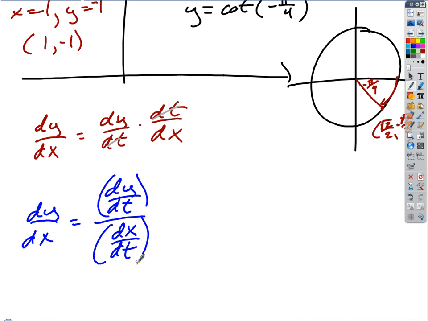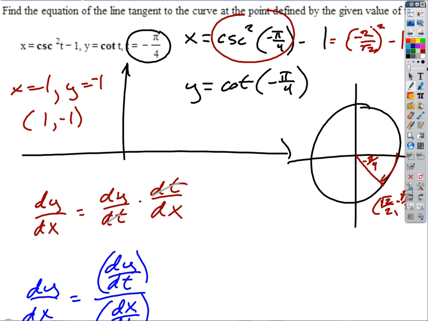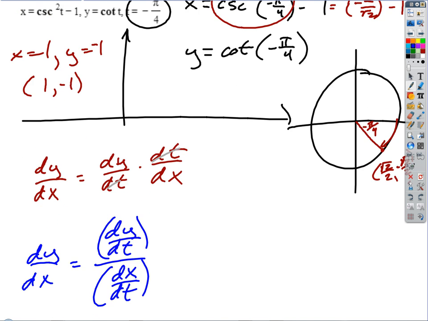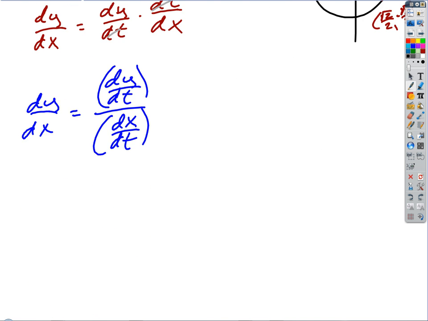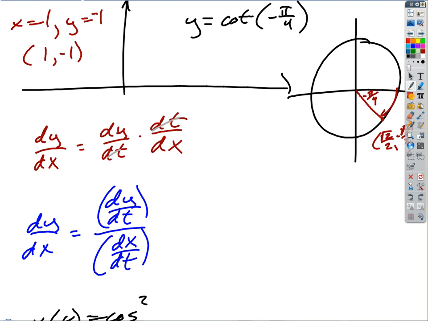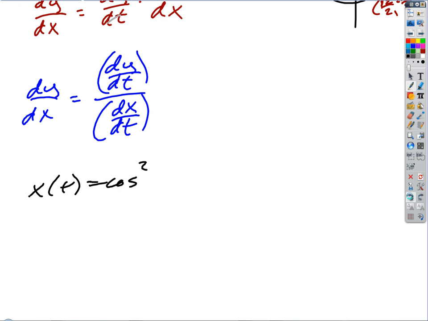It's really just going to be a matter of, now we go back up and we look at our original equation, and let's differentiate both of those with respect to t. So if we have x equals cosecant squared t minus 1, cosecant, wasn't it? Not cosine. Yes, that's a t.